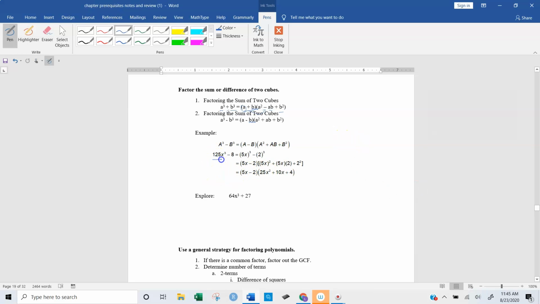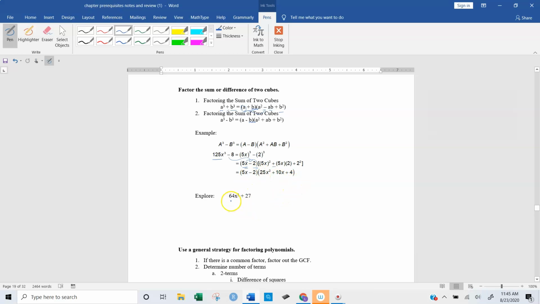Here, let's give you an example. We have 125x cubed. Well, the cube root of 125x cubed is 5x. We have 8, and the cube root of 8 is 2. Same sign, minus. So now to get to the next answer, I take 5x squared, alternate the sign. So if this is negative, this is positive. If this is positive, this is negative. Multiply the two together, your 10x, square the last, which is your 4. And that's your answer. All right, pause and try yours.